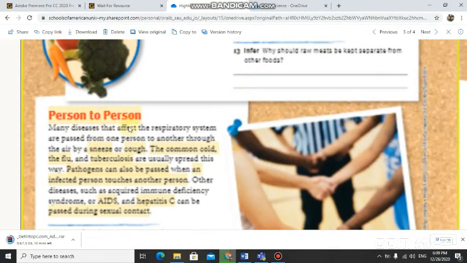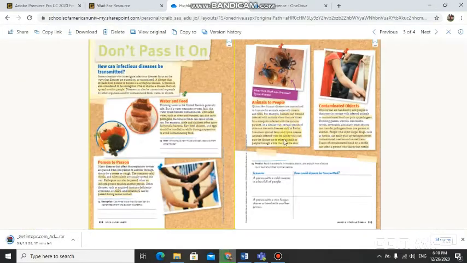As for person to person, for example, through sneezing or coughing we can spread viral infection or bacterial infection such as sore throat and so on. But we have AIDS and hepatitis C. These need a special situation to be transmitted from person to person, which is during sexual contact.